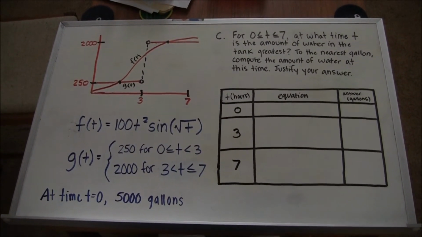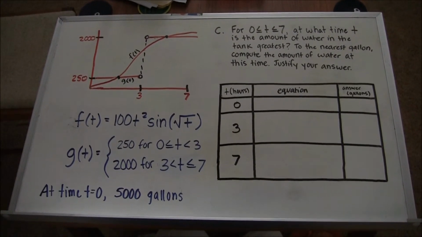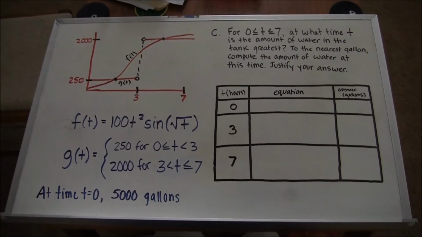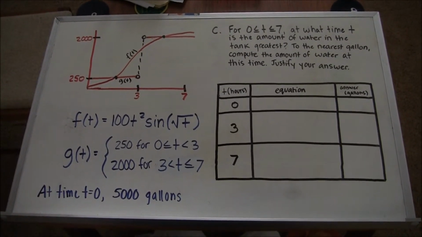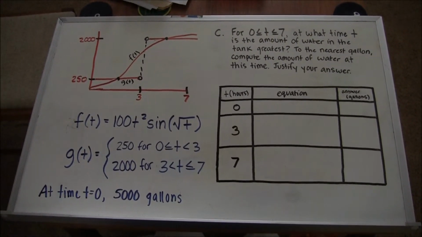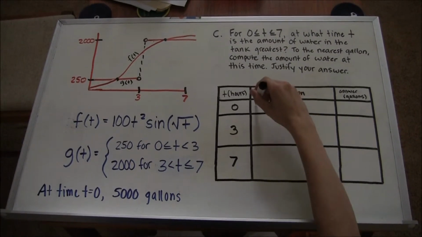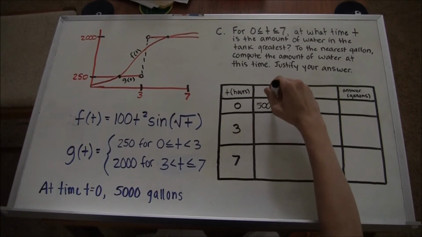So for t equals 0, the amount of water in the tank is provided to us in our initial condition, which is stated to be 5,000 gallons. So in the equation box, we would put 5,000, and the answer would be 5,000 gallons.